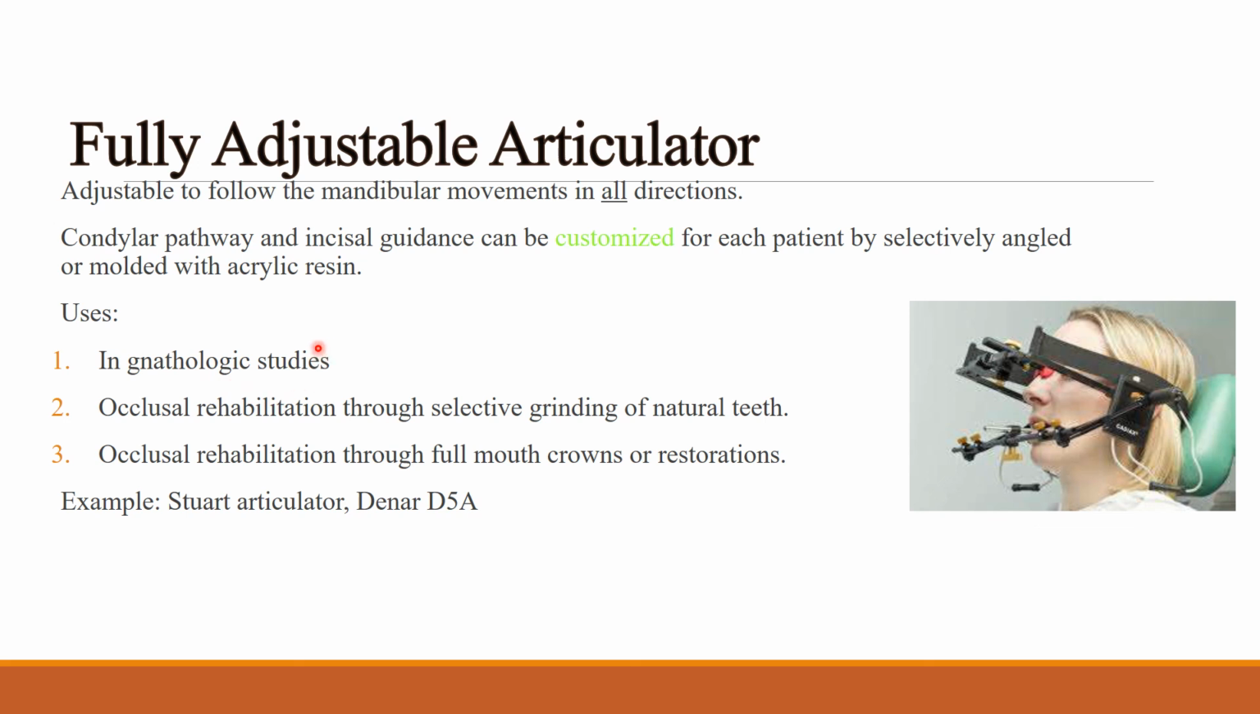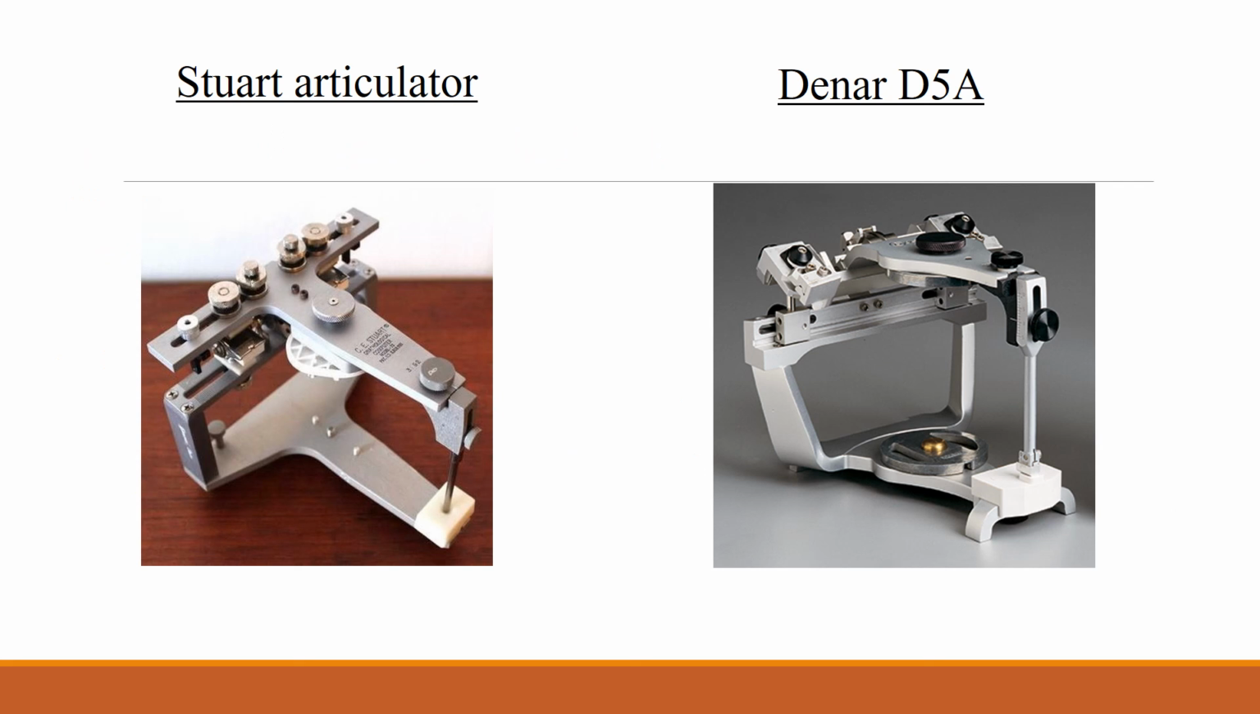So coming to the uses, in gnathologic studies, which basically are the TMJ studies, anything related to the TMJ. Occlusal rehabilitation through selective grinding of natural teeth can also be done, and to establish occlusal rehabilitation of a full mouth crown or restoration case. Okay, so examples are the Stewart articulator and the Denar D5A. These are examples of the Stewart articulator and the Denar D5A articulator.